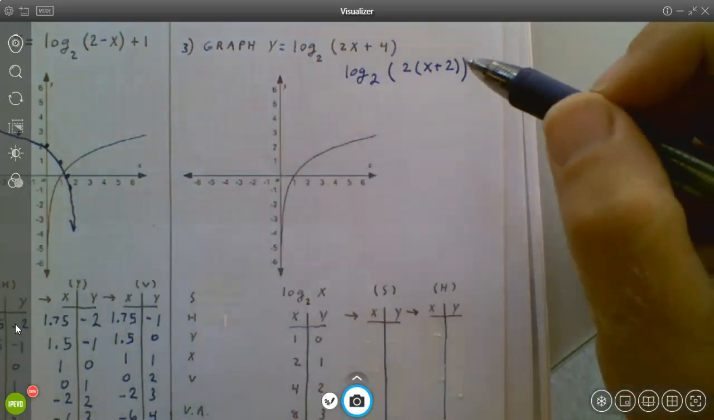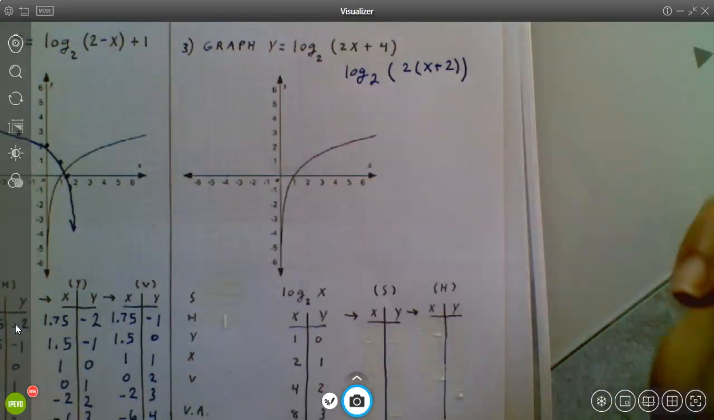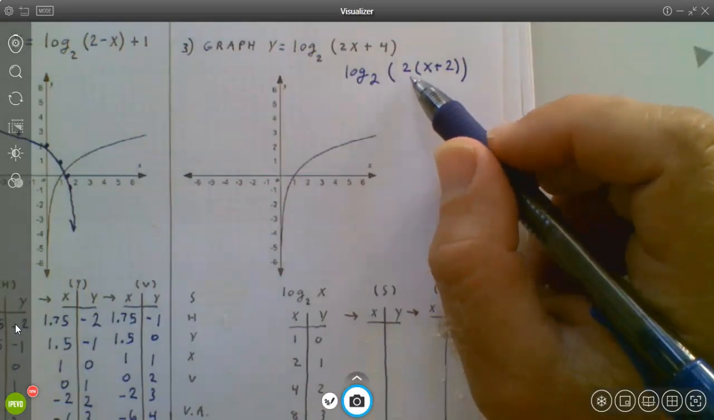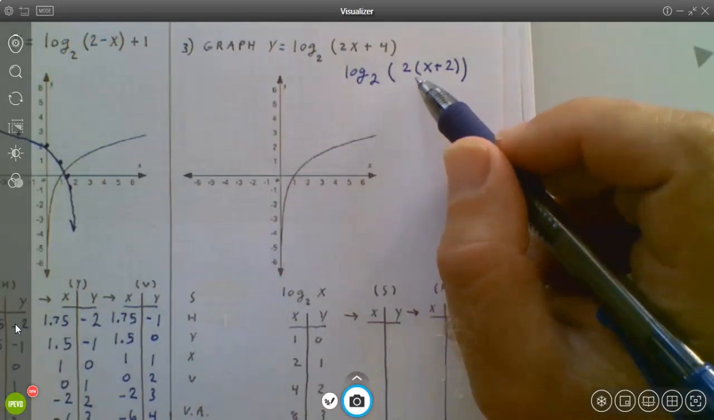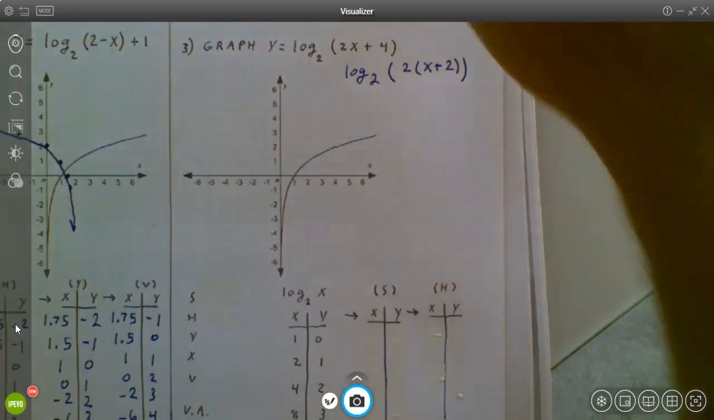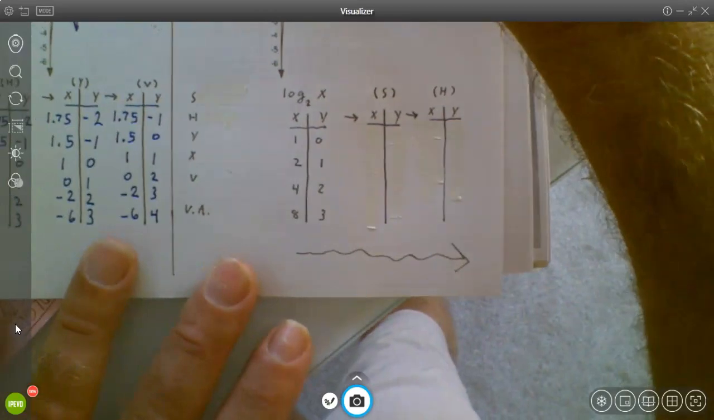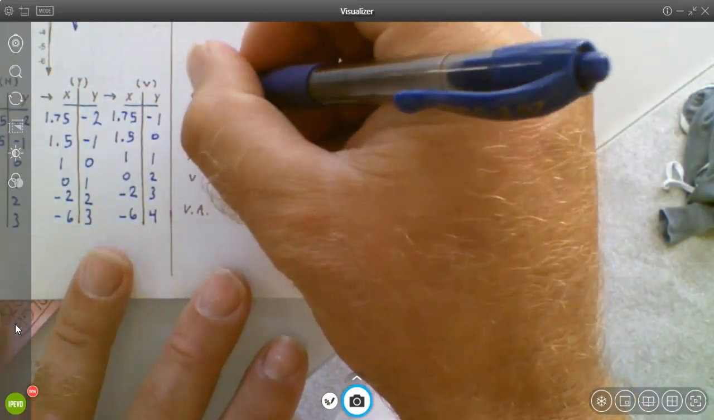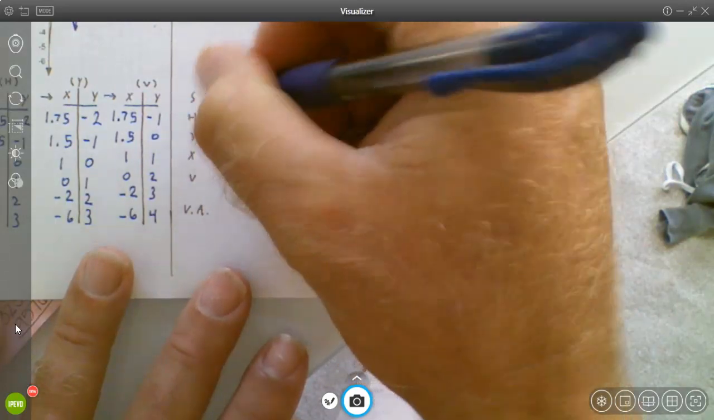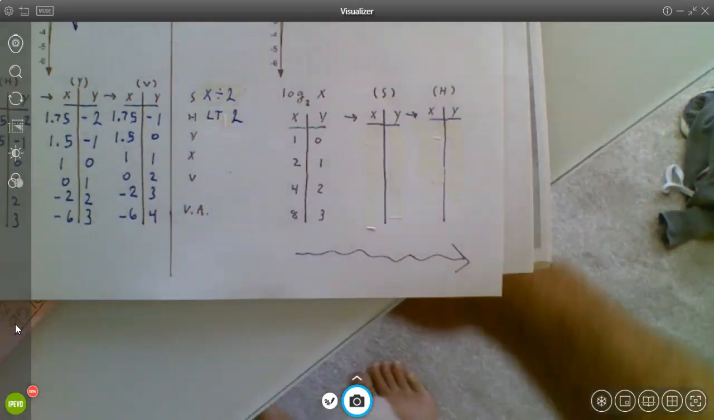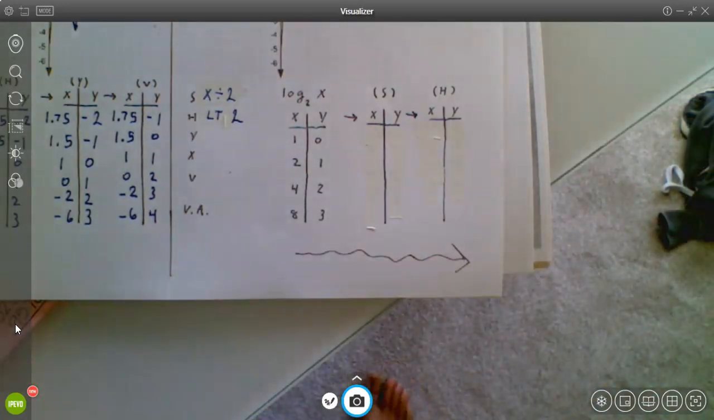And these both affect us horizontally, so we want to make sure we do this in the right order. So I have my shrink right here. Remember with the x's, it's always the opposite. So we're actually going to divide our x's by 2. Then we're going to go left 2. In the order of operations, that's what this would tell us to do, is to take our x's and divide them by 2, and then go left 2, which means we're going to be subtracting 2 from our x's. So they both affect the x's.